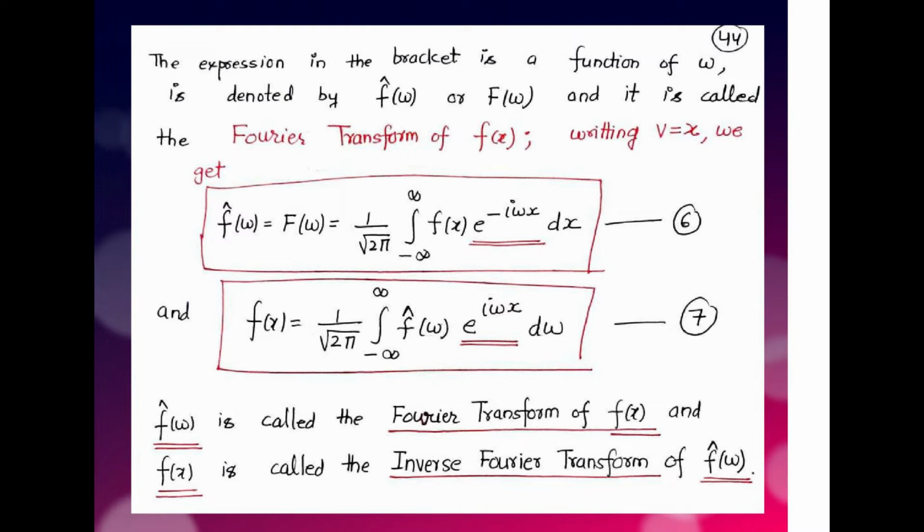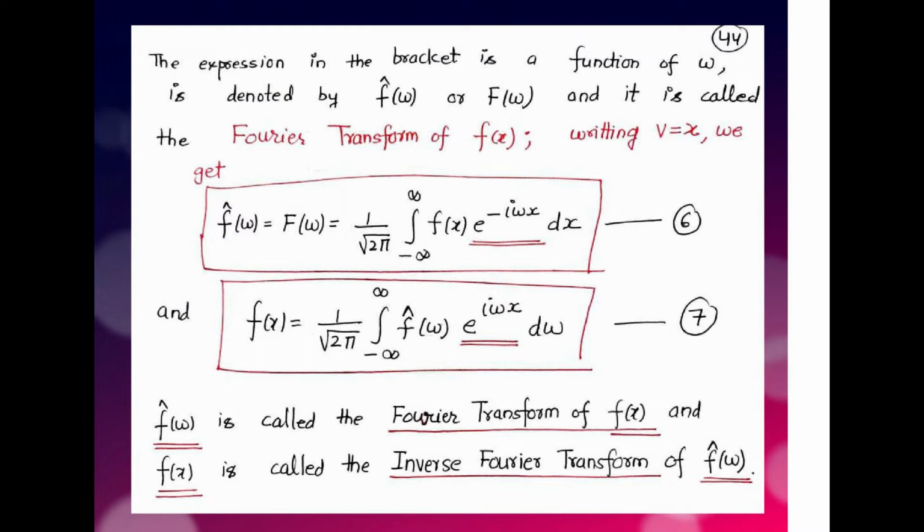So for a given function f of x, the Fourier transform is defined as equation number 6, 1 upon root 2 pi integration from minus infinity to plus infinity f of x e raised to power minus iota wx dx, and the Fourier integral can be written as 7, that f of x is 1 upon root 2 pi minus infinity to plus infinity f cap w. This is the Fourier transform. e raised to power iota wx dw.